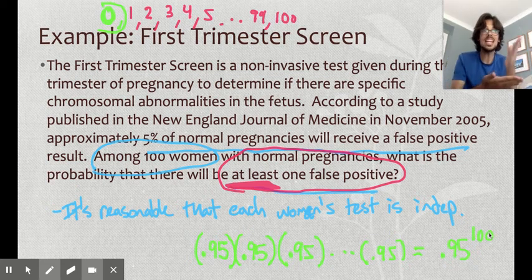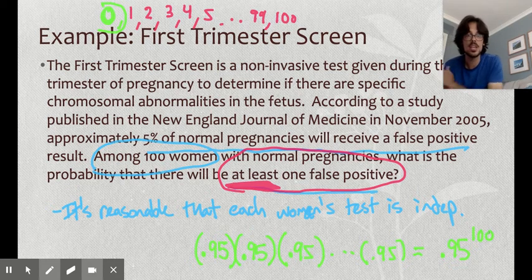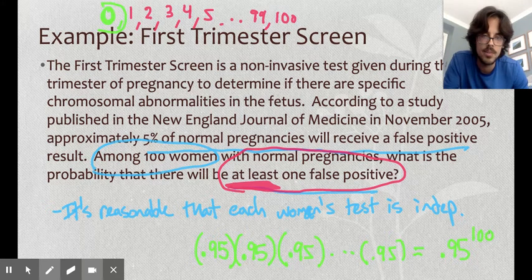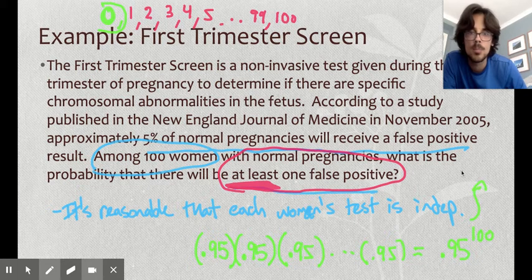I need the first woman and the second and the third and the fourth and the fifth and the 100th to not have a false positive. So if I multiply that out, 0.95 to the 100th power, it's kind of small. This ends up being 0.0059.